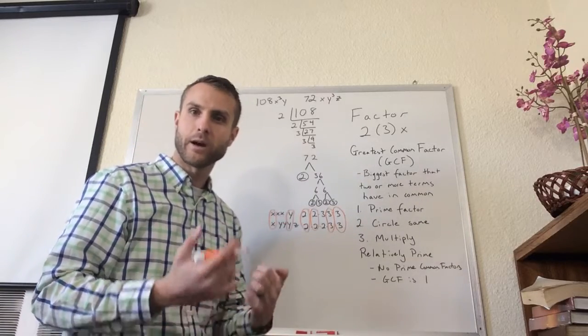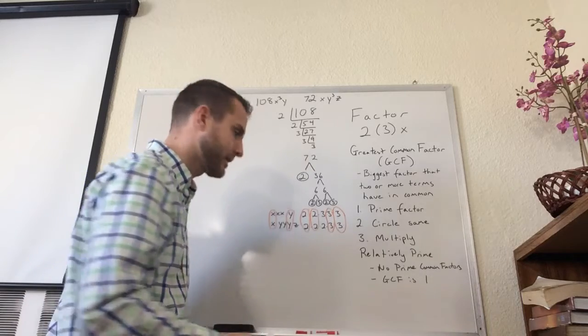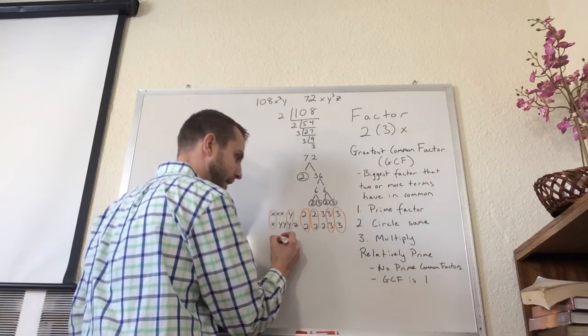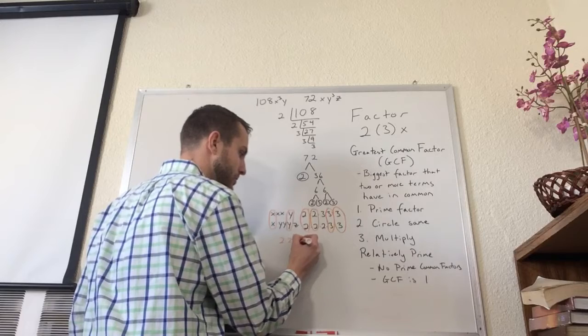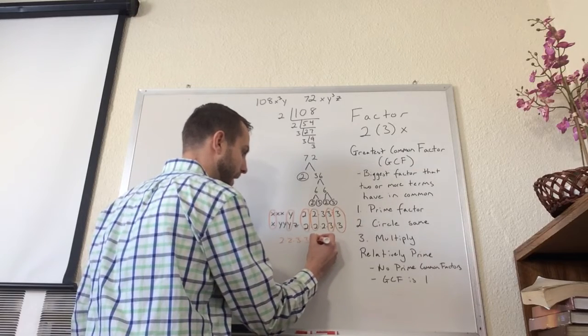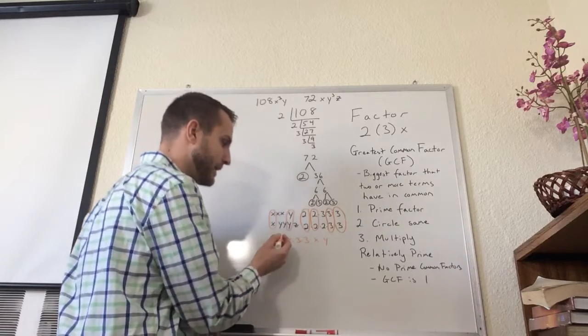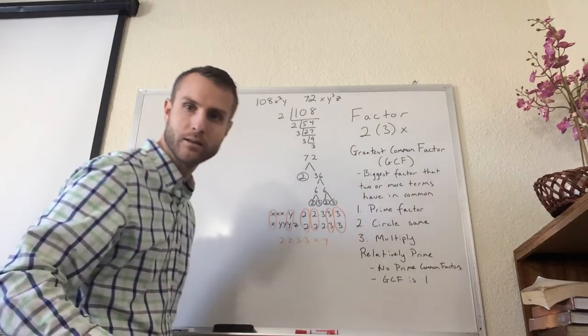So what I'm going to do is write all of the numbers and letters that they have in common down below here. So I have 2, 2, 3, 3, x, y. So notice I'm writing 1 for each pair.